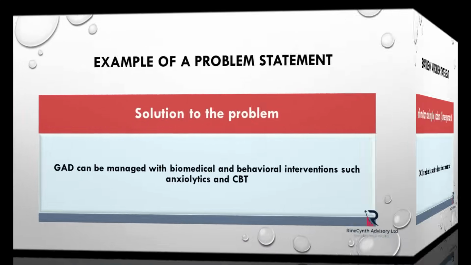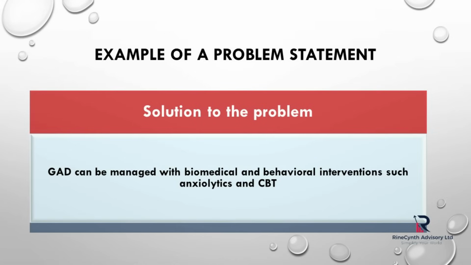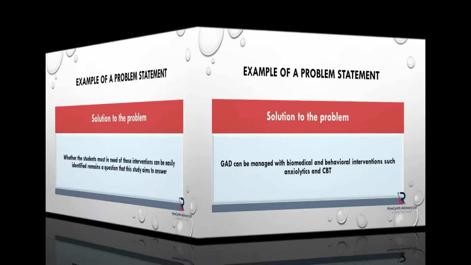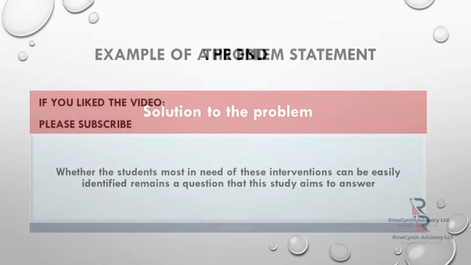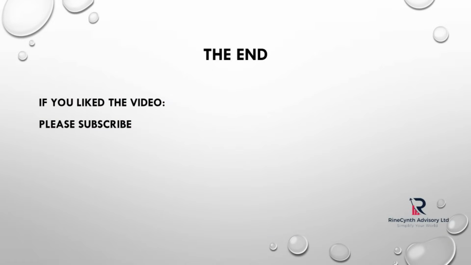Okay. Now let's look at an example of a solution. GAD can be managed with biomedical and behavioral interventions such as anxiolytics and cognitive behavior therapy. So how does our study tie into this solution? Okay, so whether students most in need of these interventions can easily be identified remains a question that this study aims to answer. And that is it.